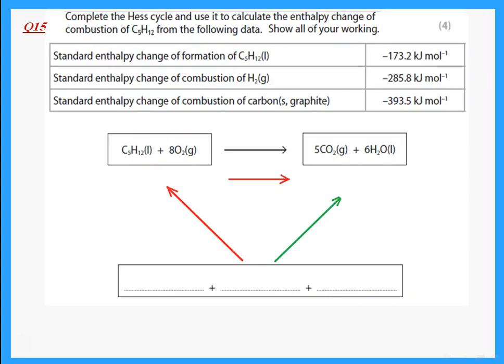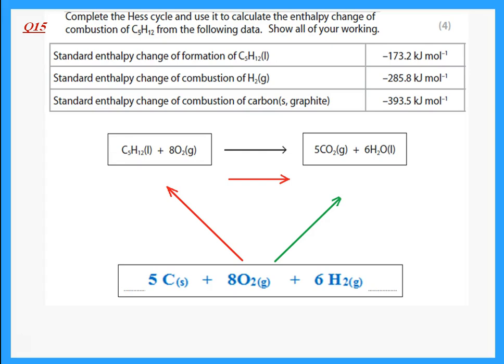Okay, this one says complete the Hess cycle and use it to calculate the enthalpy change of combustion. So I have a certain reaction, C5H12 plus O2 to give 5CO2 plus 6 water, and I'm trying to get the delta H for that. And the information that he gives me is the enthalpy change of formation of C5H12, the enthalpy change of combustion of hydrogen. That means that I'm going to put hydrogen down there and the arrow goes up.